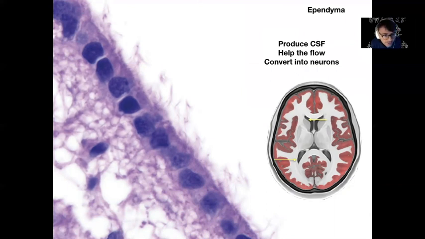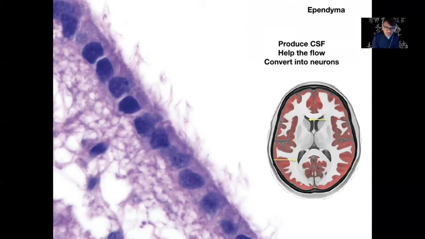So the cortex is in red, the white matter is in white, and you see those dark bubbles inside the brain. Those are the ventricles, and they're full of cerebrospinal fluid. So the ependyma is actually producing this cerebrospinal fluid, or CSF in short.